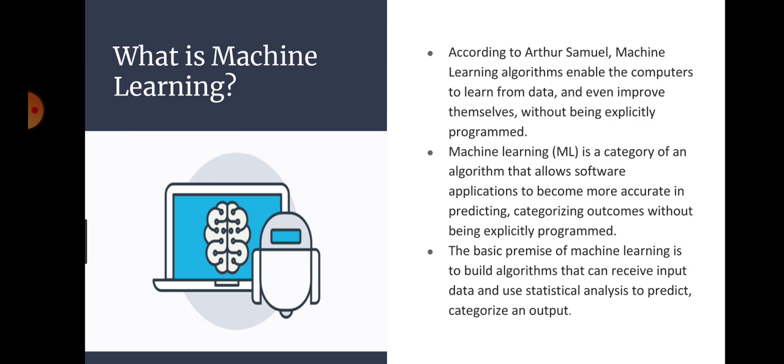So I'll not dive much into the introductory part of machine learning. As you all know, this is just to give you a quick overview. So according to Arthur Samuel, machine learning algorithms enable the computer to learn from data and even improve themselves without being explicitly programmed. Also, you can say that it is a category of algorithm that allows software applications to become more accurate in predicting and categorizing outcomes without being explicitly programmed. So the basic premise of machine learning is to build algorithms which can receive input data and use statistical analysis to predict and to categorize an output.